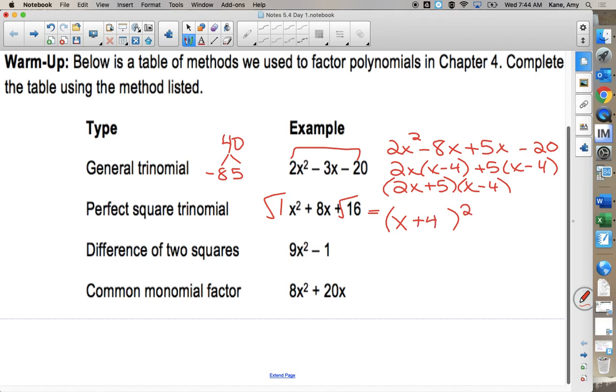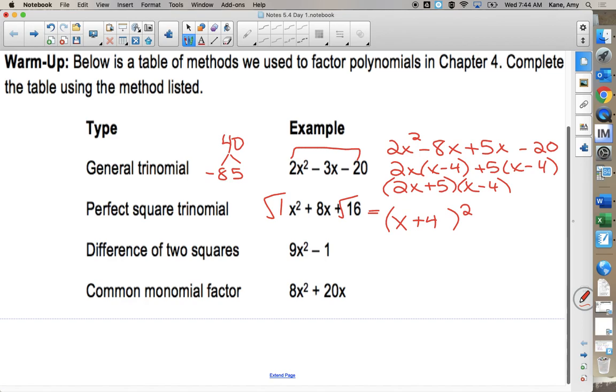So when it's a trinomial and they're perfect squares, the middle number has to be 2 times the 1 and the 4. So the 1 and the 4, which is an 8. And then it's just the square root of both the first and the last term, either with a plus or a minus in the middle. And this one gets a plus because it's a plus bx.